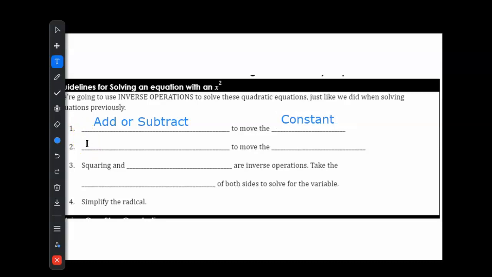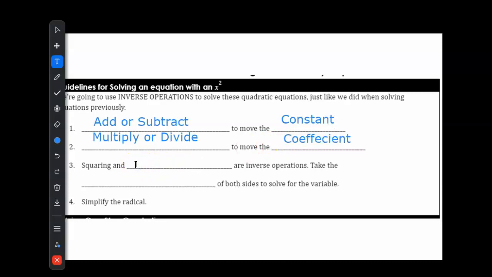Next, we're going to multiply or divide to move the coefficient. That's the number in front of the variable. We already know about those. Coefficient is the number in front of the variable.